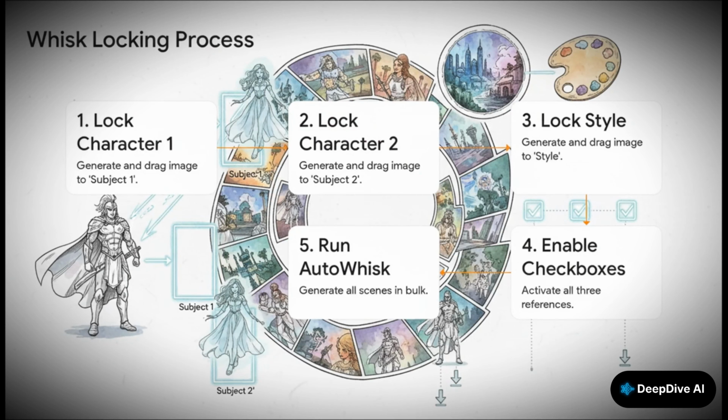And here's just how simple it is to do in Whisk AI using the AutoWhisk extension. You generate your main character. Drag them into the Subject 1 box, done. Generate your second character. Drag them into Subject 2. Done. You generate an image that perfectly captures your world's style, drag that into the Style box. Then, and this is the most crucial part, you enable all 3 of those checkboxes and run AutoWhisk with your scene prompts. It will then generate every single scene, perfectly consistent, and it'll automatically download them all for you.